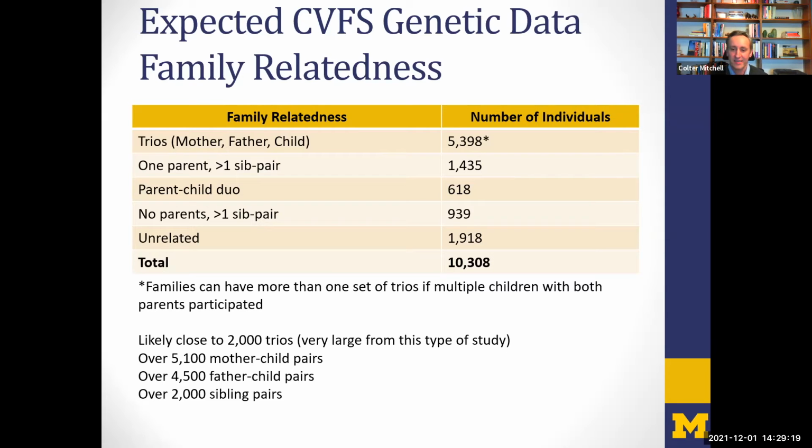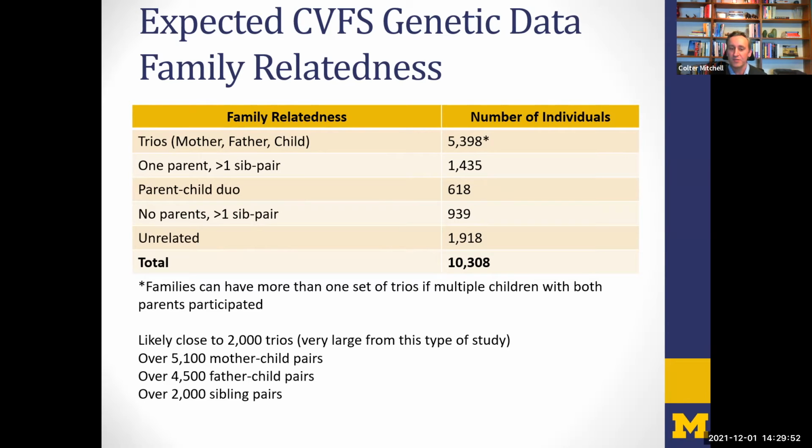These are actually the number of individuals in trios. So there are actually more trios in this because if a mother, father has multiple children participating, that's actually multiple trios, but this is just counting individuals. And you can start going through this like one parent, but greater than one sib pair, there's 1,435 people, parent-child duos, 618, and all the way down to unrelated, it was a little bit less than 2,000 out of the total of 10,308.